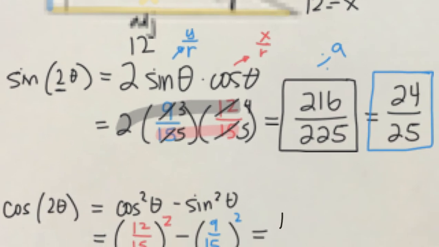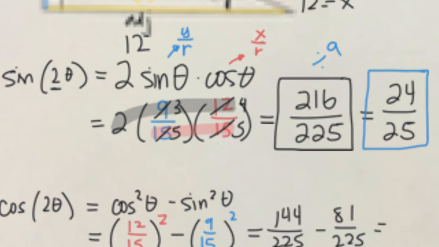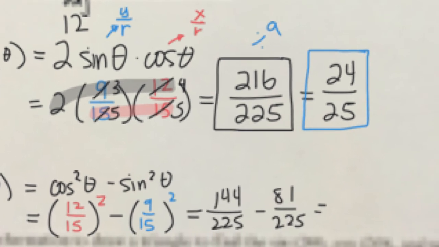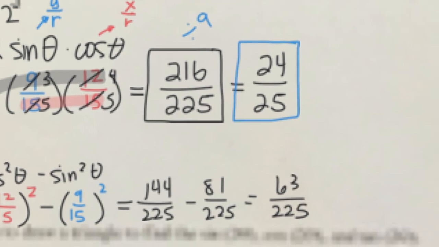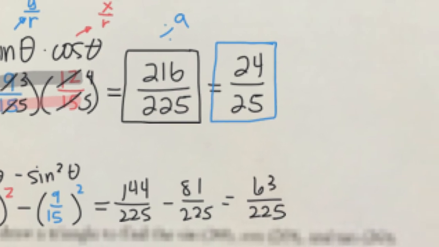So this is 144 over 225 minus 81 over 225. So 144 minus 81 is 63 over 225, which means I know both of these are now once again divisible by 9. Divide them both by 9, and I get 7 over 25 as my final reduced answer. 7 over 25. All right, so those are the easy ones.